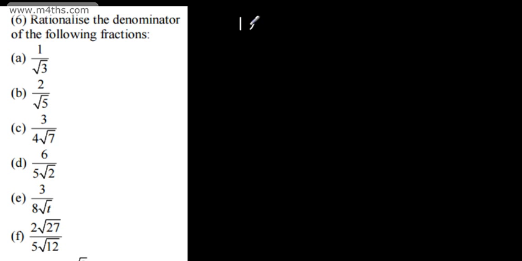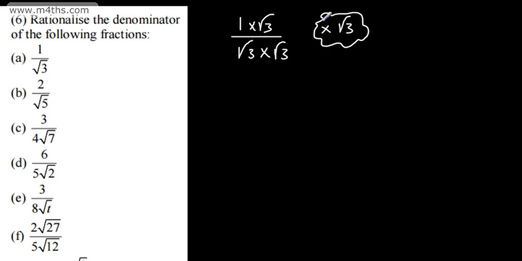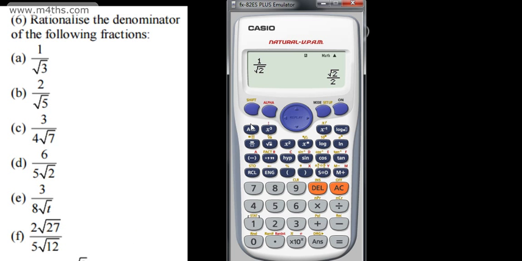So all I'm going to do is 1 multiplied by root 3 over root 3 multiplied by root 3. So all I've done to the fraction is multiply the numerator and the denominator by this value of root 3. So if we look at this now, 1 times by root 3 is root 3, and now root 3 times by root 3 is just going to give me 3. So if you wanted to type in 1 over root 3 into the calculator, that's what you're going to end up with. So 1 over the square root of 3 will give us root 3 over 3.